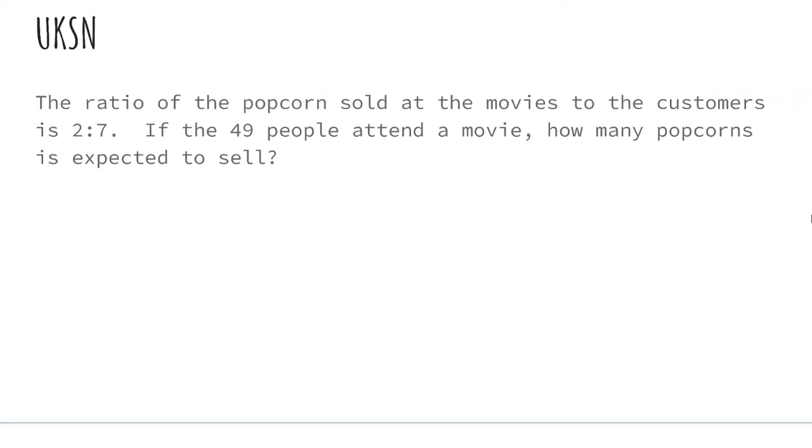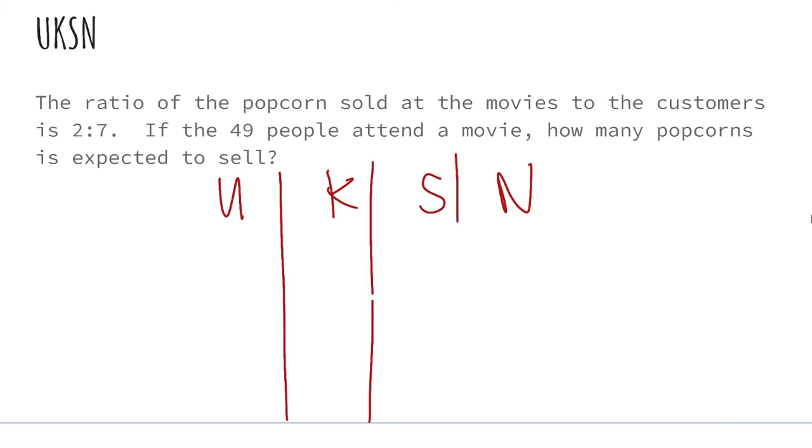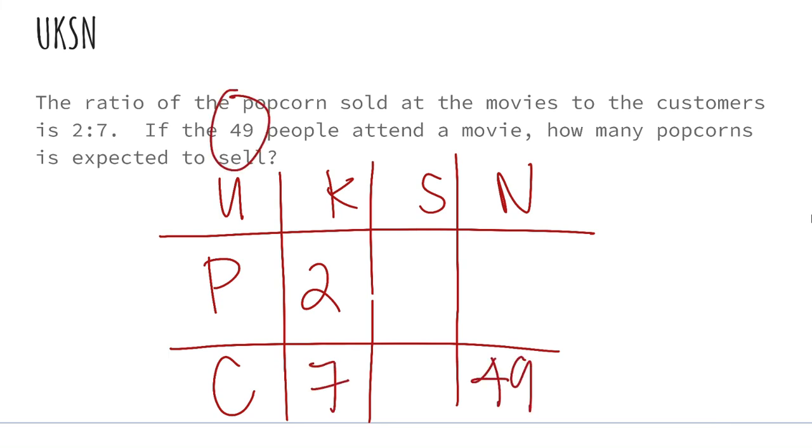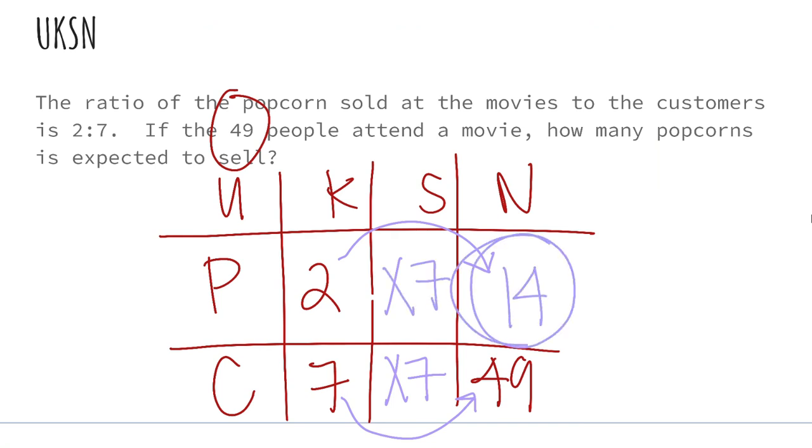UKSN. The ratio of popcorn sold at the movies to the customers is 2 to 7. Okay. So if I do UKSN, I've got popcorn and customers. So it's 2 to 7. I want to know if there's 49 people, so 49 customers. I got to get 7 to 49. 7 times 7 is 49. So whatever I do on bottom, I've got to do on top. 2 times 7 is 14. So 14 popcorns are expected to sell if there's 49 customers.